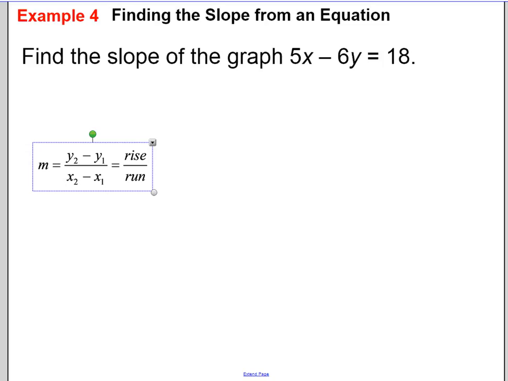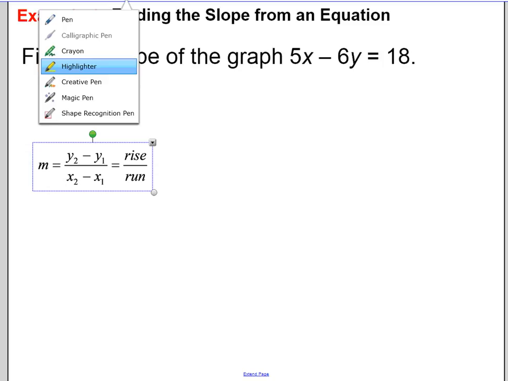Now for this one, we want to find the slope of the graph 5x minus 6y equals 18. It has both an x and a y, so it has an x-intercept and a y-intercept. So one way to do this is by finding 2 points that are on the line and then using the slope formula. In the next section, we're going to go over how you can rewrite the equation to find the slope. But for this section, we're going to find 2 points and apply the slope formula.